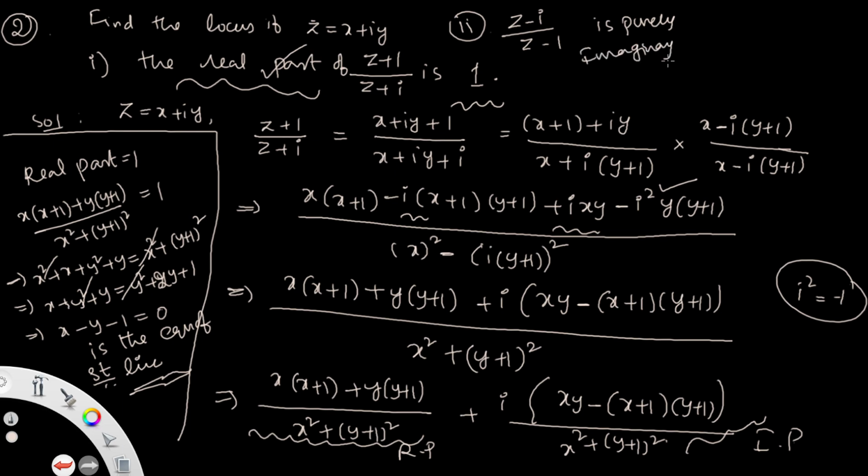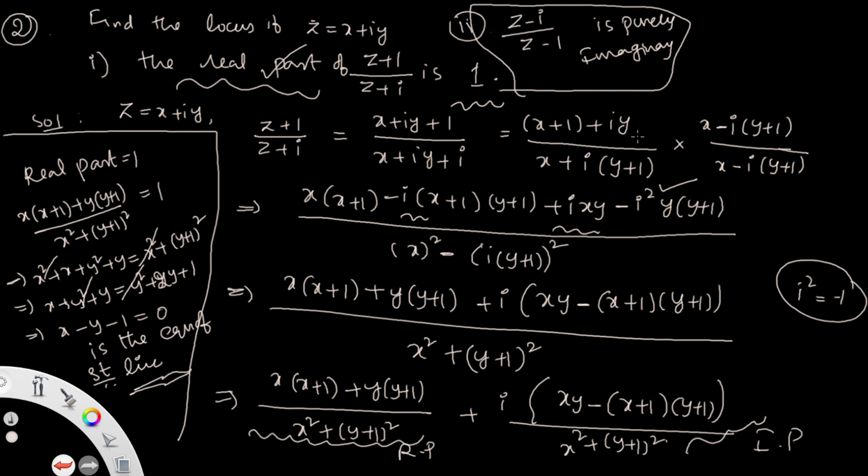In the same way, you have to practice. Same thing: where z equals x plus iy, substitute, and take the real parts separate and imaginary parts separate. Here only take it as the real part. In the previous question it is given that the real part should be equal to 1. But here it is purely imaginary. Purely imaginary means we already learned that one.